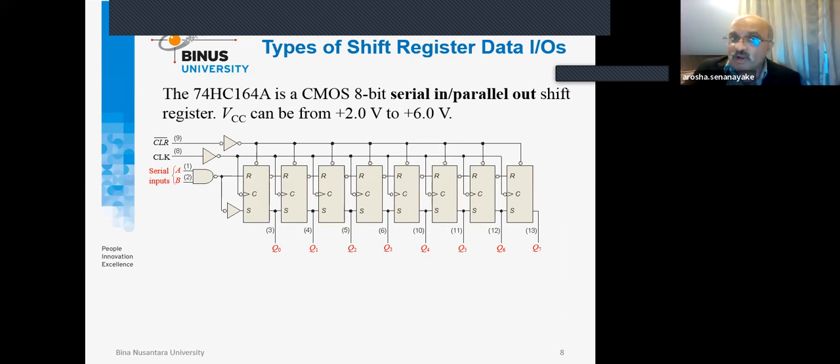So, for example, one of them is the 74HC164A, which is, of course, using complementary MOS, an 8-bit serial-in parallel-out shift register. The supply voltage can be 2.0 to 6.0. In that way, you can see that what we have here is the clock and then the clear. So it is very important to understand these elements.